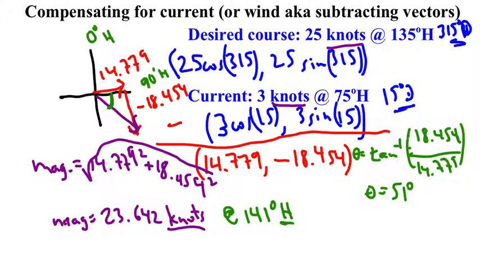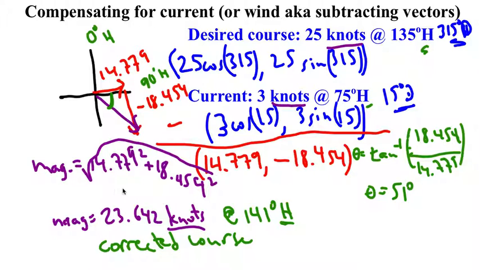Why, yes, it is. So we know it's a heading. Notice, we started with heading, we ended with heading. This is the course, the corrected course. That is the course we're going to steer to compensate for the current, in this case current, or the wind if that happened to be the case.